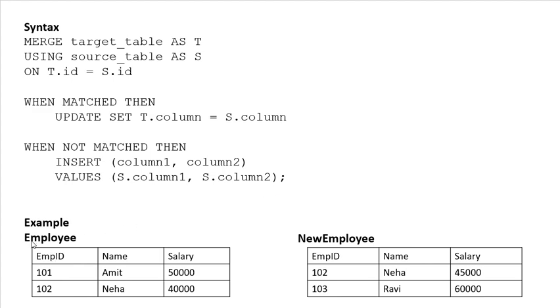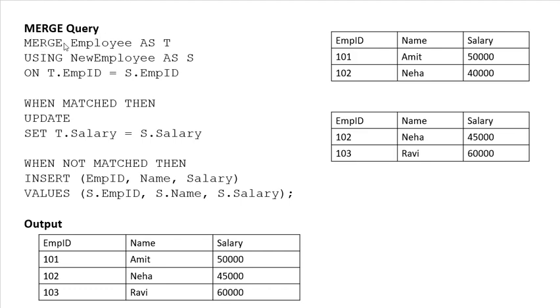In the example, the employee table has employee ID, name and salary, and the new employees table also has employee ID, name and salary. The merge query is written as MERGE employee t, where the first table is the employee table, USING new_employees s, where the second table is the new employee table, ON t.employee_id = s.employee_id, which compares the IDs.